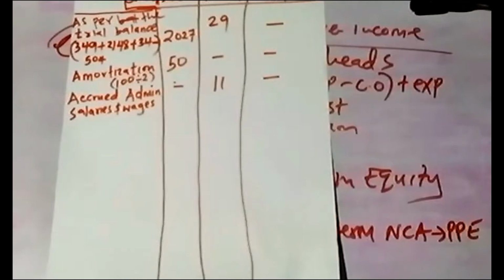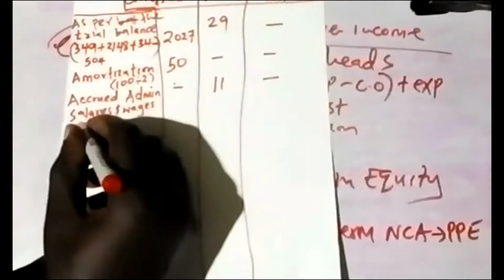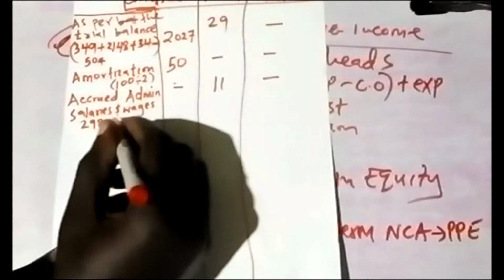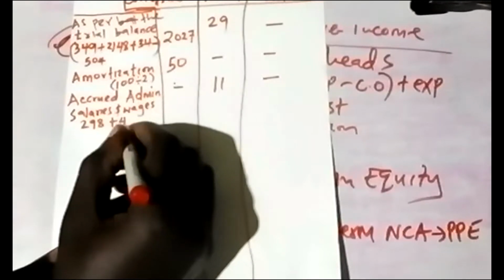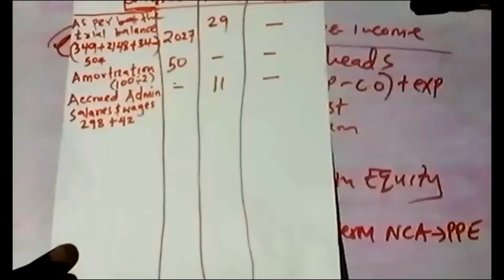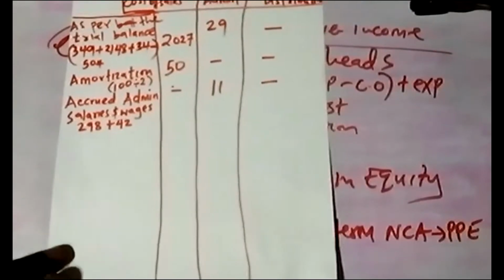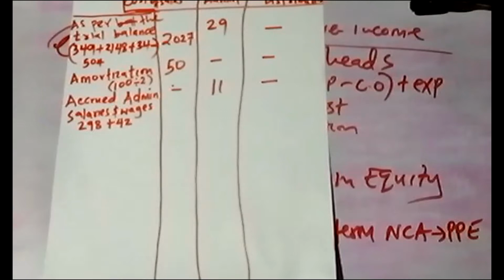What you do, you need to check salaries and wages in the trial balance. Salaries and wages in the trial balance, I can see it's 298. Then I need to add the one which is accrued, the 42, according to note 3. So 298 plus the 42 is 340.